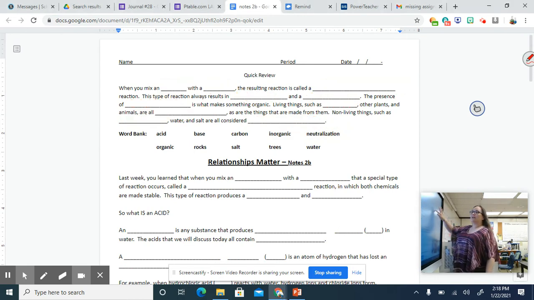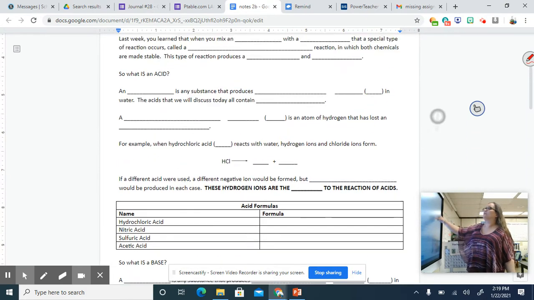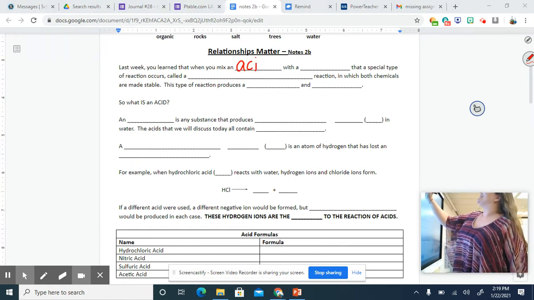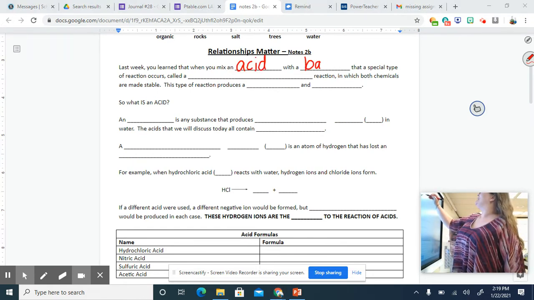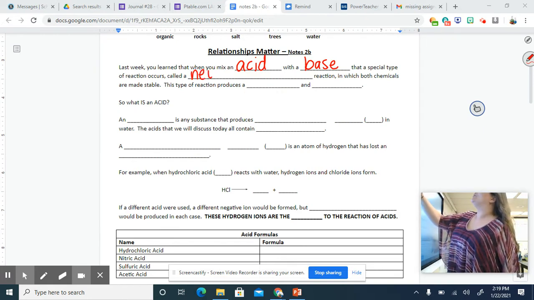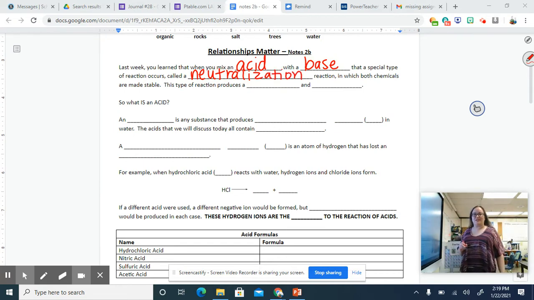And here we go. So last week, and this is all frozen, gotta love technology. Last week, you learned when you mix an acid with a base that a special type of reaction occurs called a neutralization reaction. Now, that's like the third time we've talked about that in 5 minutes. So maybe test question alert, right? That might be something that you need to know.